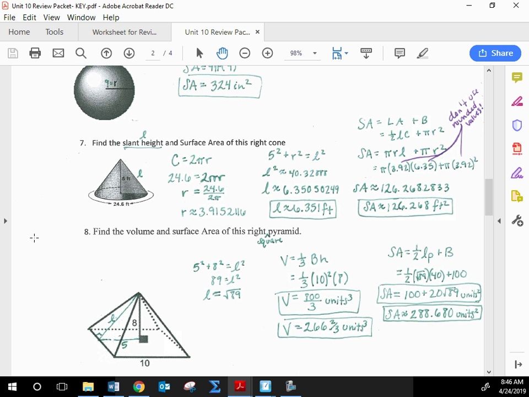Is 6 my height there, or is it 5? Alright, so my height is 5. They give me my circumference here, it's 24.6. And they want us to find the slant height.